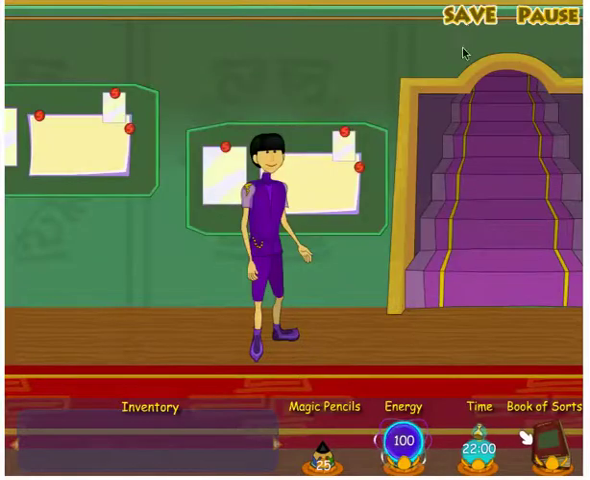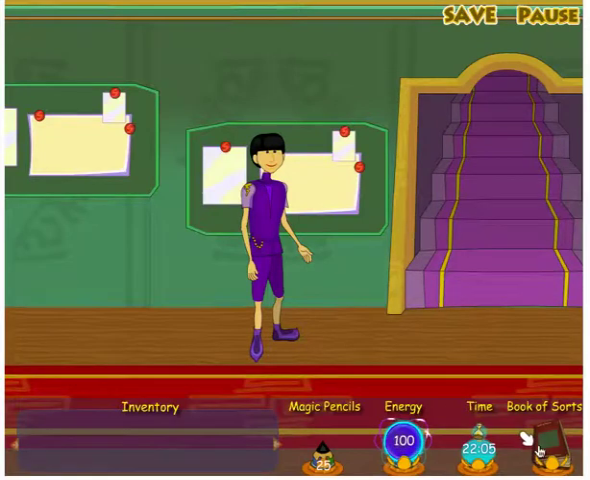Here is a very important button. You want to save your game often. It's easy to forget, but if you save your game, and you want to start again later, you start from the same place you left off. Down below you'll see magic pencils. I have 25 magic pencils. Try your hardest not to let this get to 0. Even more importantly is energy. Right now I'm at 100. Never want to let this get to 0.